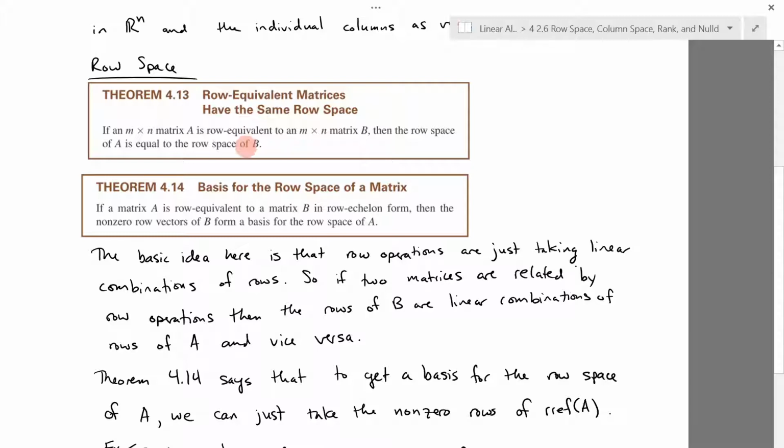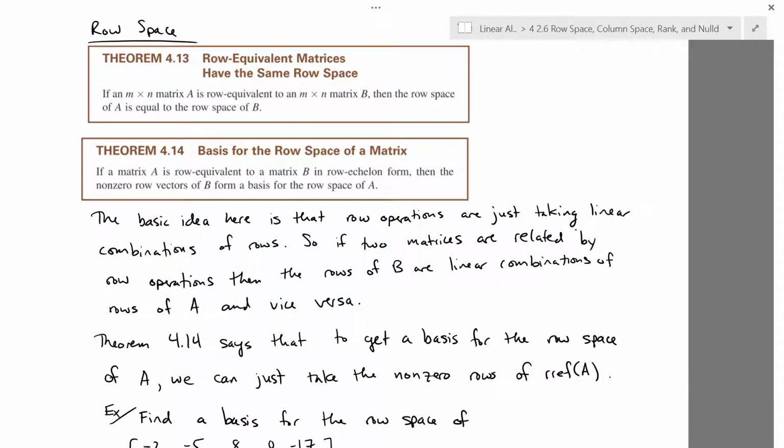Right, so even though the individual rows of B are different than the rows of A, by doing row operations, the rows of B are linear combinations of the rows of A and vice versa. And because they're just linear combinations of each other, when you look at the span, it generates the same subspace. And so from this, we can obtain a basis for the row space by taking the non-zero rows of the row reduced echelon form of the matrix A.